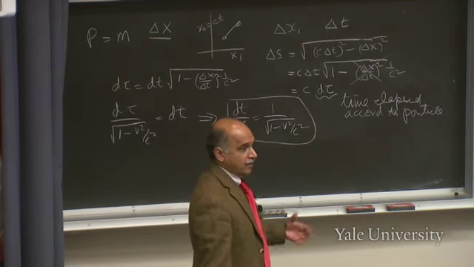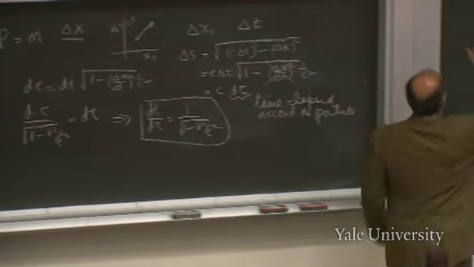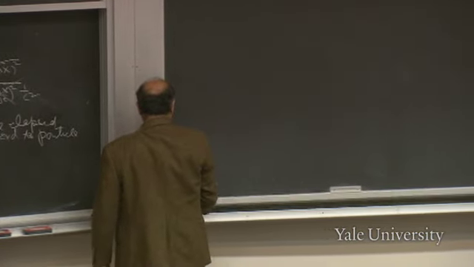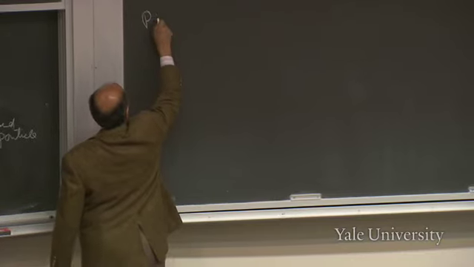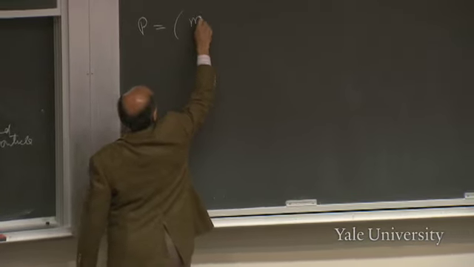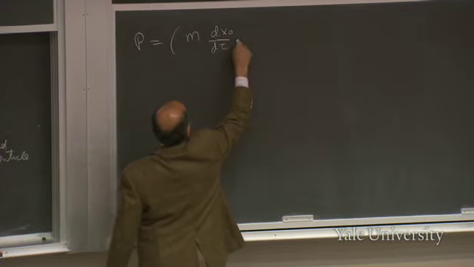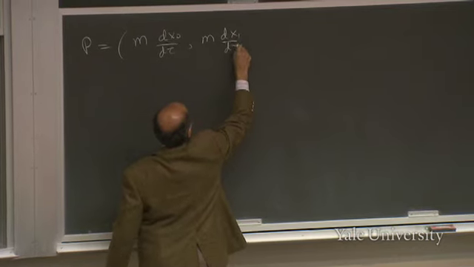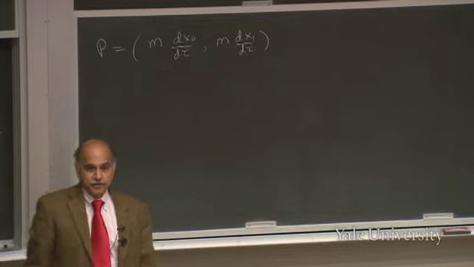That just says the time according to me and the time according to the particle are related by the time dilatation factor that's controlled by the velocity of the particle. Now we are ready to define the force momentum p. The force momentum p is going to be m times dx0/dτ, m times dx1/dτ. I'm not going to bother with the other components. We can always put them back.